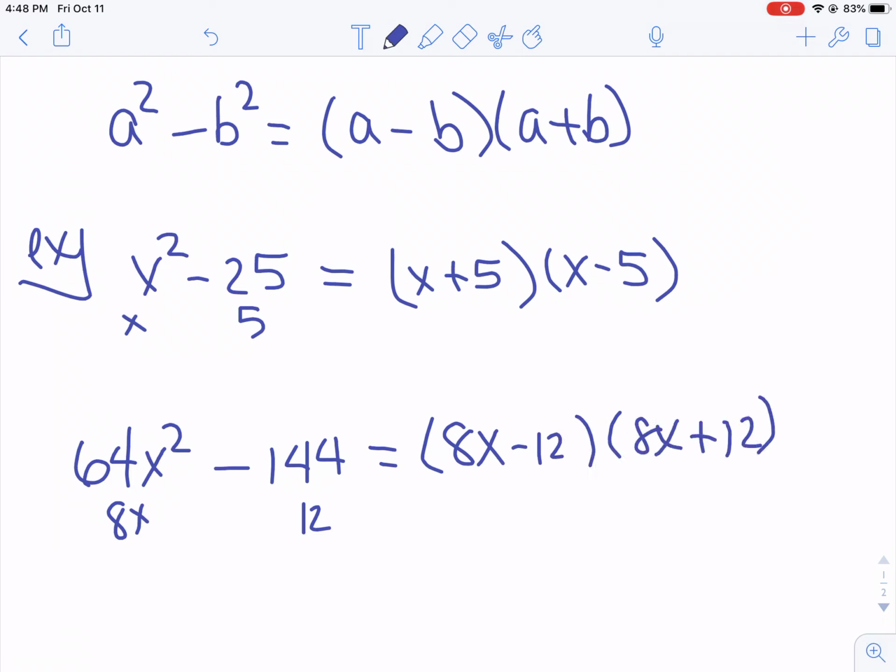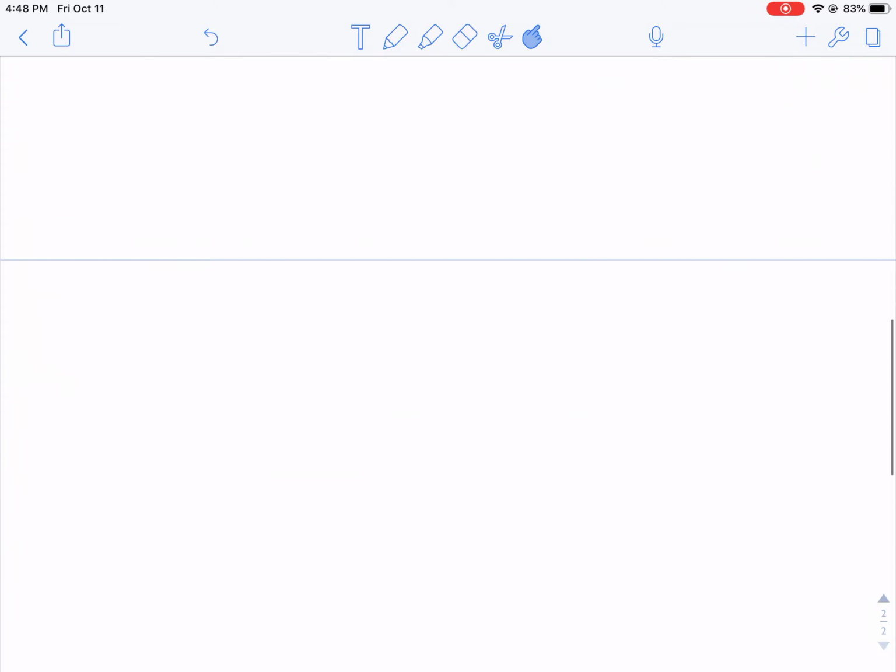And which one goes first, the plus or the minus, that doesn't make a difference. It's whichever one you want. Okay, so that's difference of squares.